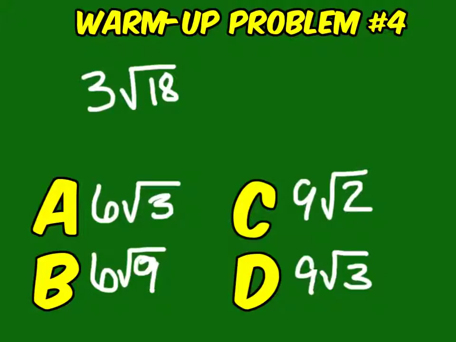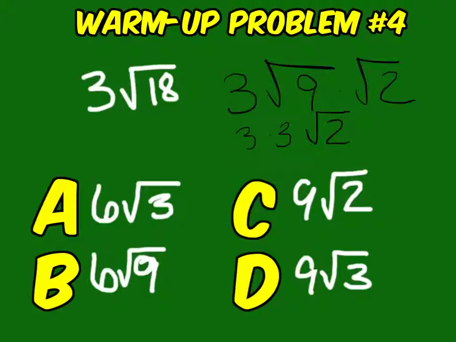So we have 3 radical 18, which is the same thing as 3 times radical 9 times radical 2. Square root of 9 is 3, so we have 3 times radical 2. 3 times 3 is 9 radical 2, so your answer was C.